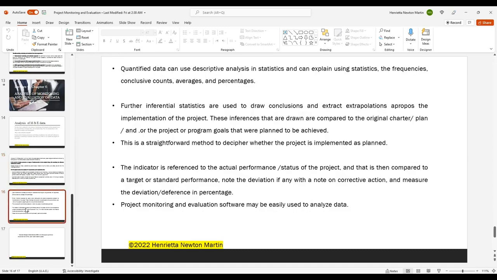Quantified data can use descriptive analysis in statistics, and can explain using statistics the frequencies, conclusive counts, averages, and percentages. Further, inferential statistics are also used to draw conclusions and extrapolations with regard to the implementation of the project. These inferences are compared to the original charter, the project plan, and the project or program goals that were planned to be achieved. This is a straightforward method to understand whether the project is implemented as planned.